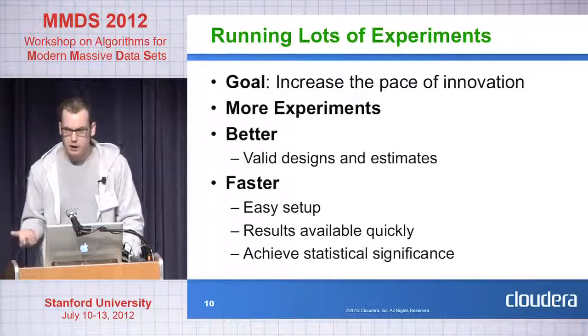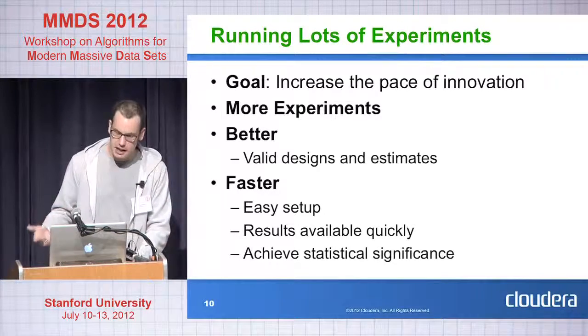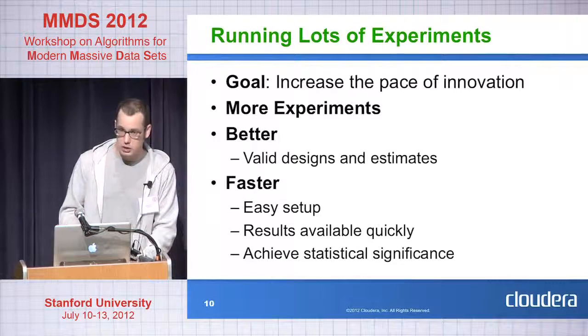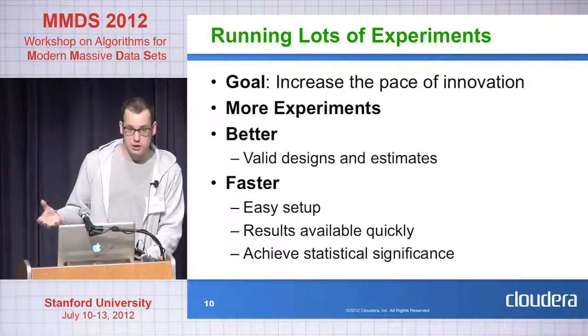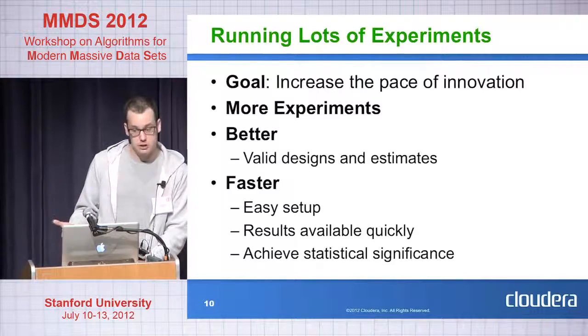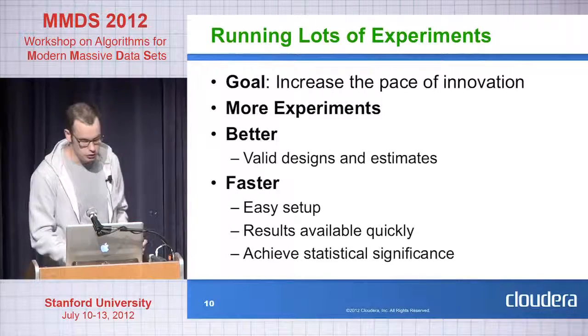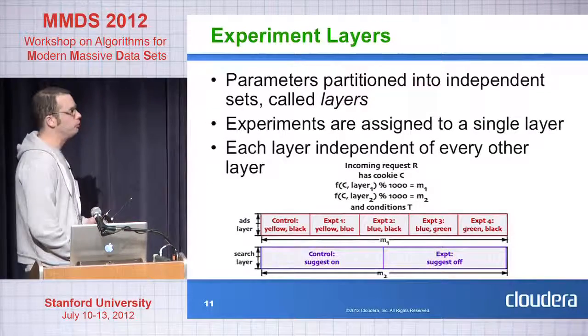They also want to be able to do experiments faster. Very easy setup, get results essentially in real time, and run their experiments on enough data that they achieve statistical significance quickly. All right, so how do you do that? It turns out to be kind of cool.